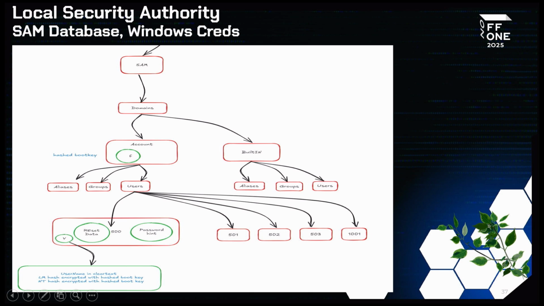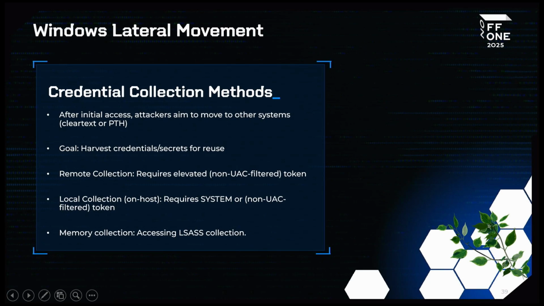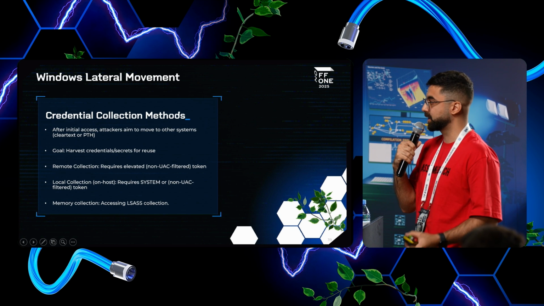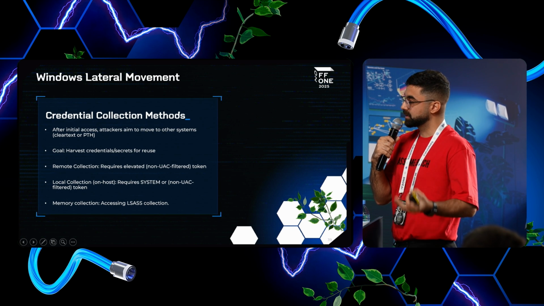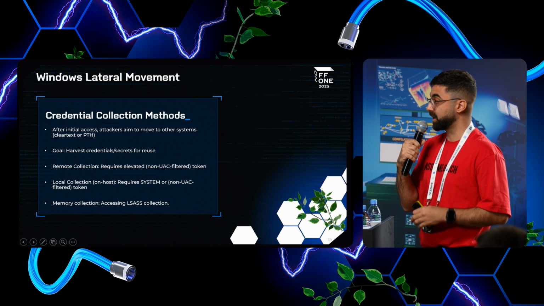And for the system, we get only the boot key from there, and we decrypt the other with this boot key. Now about Windows lateral movement. You get initial access to a system, and your goal now is to pivot to other systems. How to do that? The easiest way is just to get credentials and reuse these credentials for other systems.